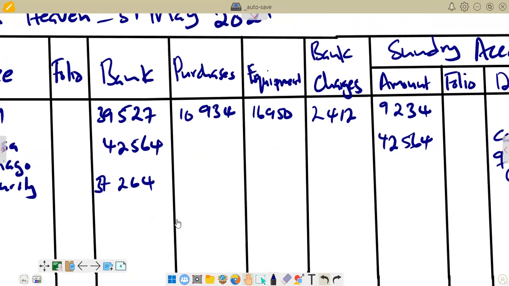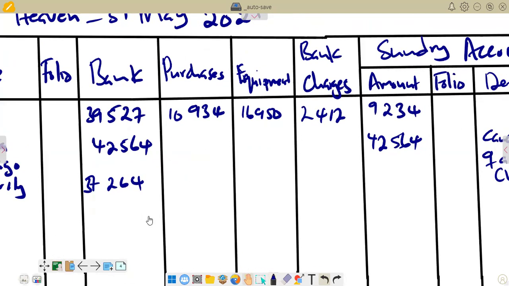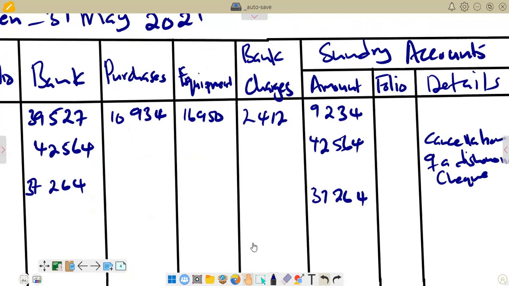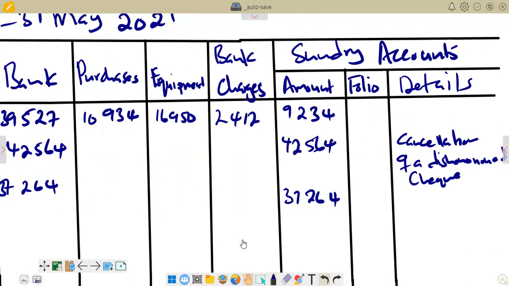So we have now 37,264 that we are going to enter there. And on the description part, we are saying this is just a small amount that you can classify under sundry expense, or you can just call it security expense. So in this case, let's just say sundry expense. So this is what we have. Then you can try to see again on the next transaction.